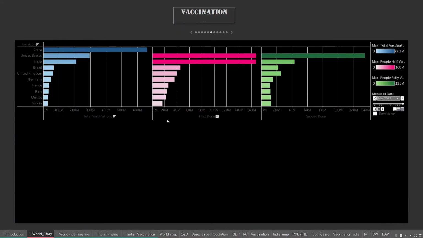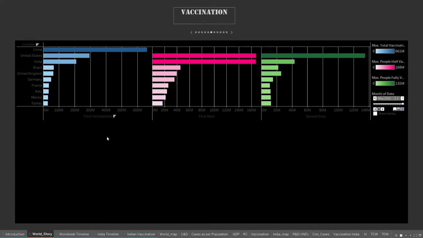In this storyboard, we have total number of jabs administered with people who are partially vaccinated or fully vaccinated. China has administered around 67 crore vaccines, whereas US has administered 30 crores vaccines.